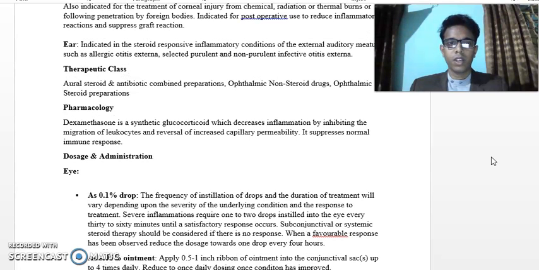Pharmacology: Dexamethasone is a synthetic glucocorticoid which decreases inflammation by inhibiting the migration of leukocytes and reversal of increased capillary permeability. It suppresses normal immune response.